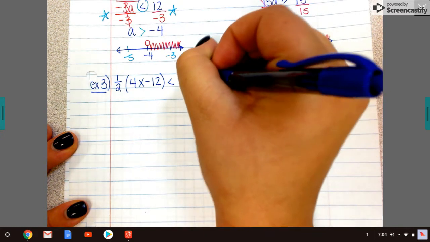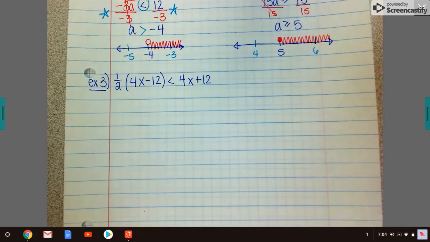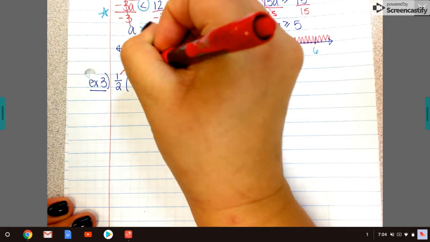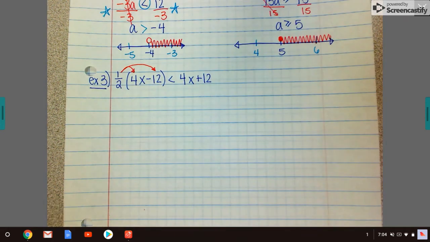So let's see, I've got 1/2 times the quantity 4x minus 12 is greater than 4x plus 12. So let's first distribute the 1/2 in to both. I'm going to give you a moment to do this part on your own and get to the next step where you have all the variables on the same side.